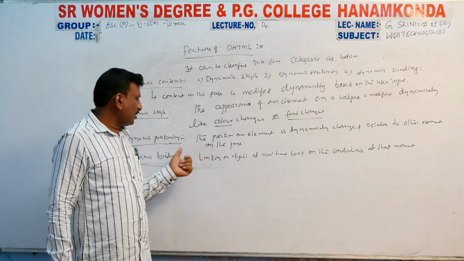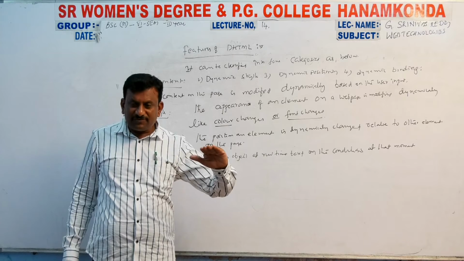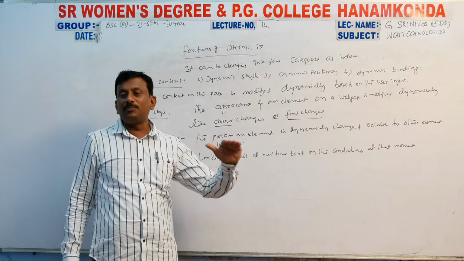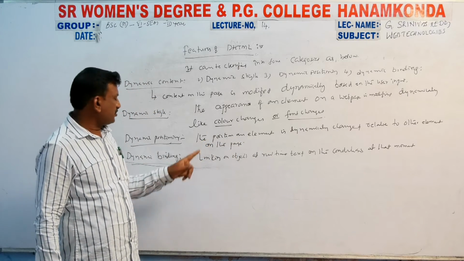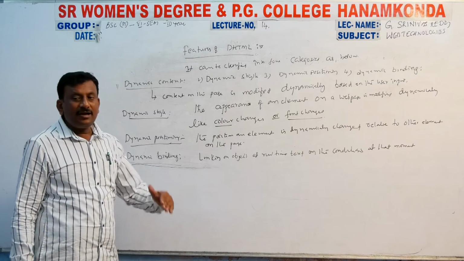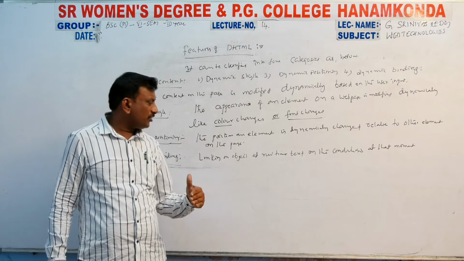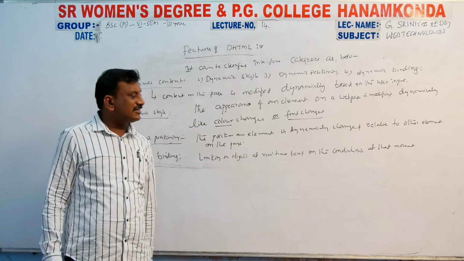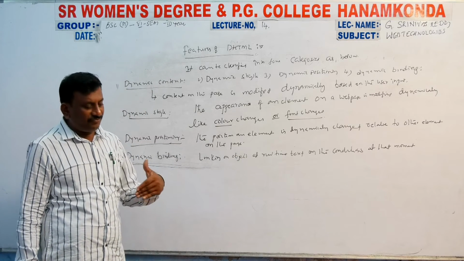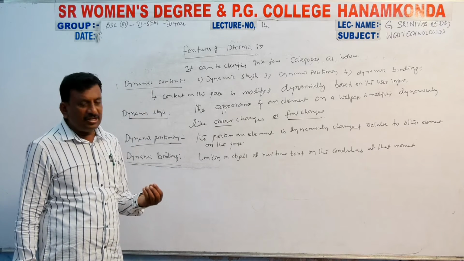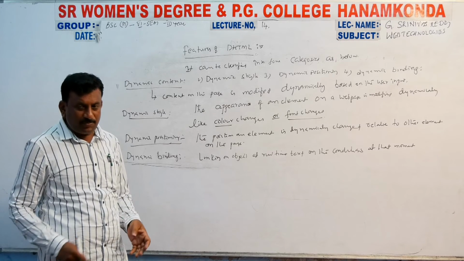Positioning means the position of an element is dynamically changed relative to the other elements on the page. An element can be in one place, top or bottom, front or back, depending on the page. And binding means linking one page to a runtime based on the conditions. These are the main features of DHTML, dynamic hypertext markup language.